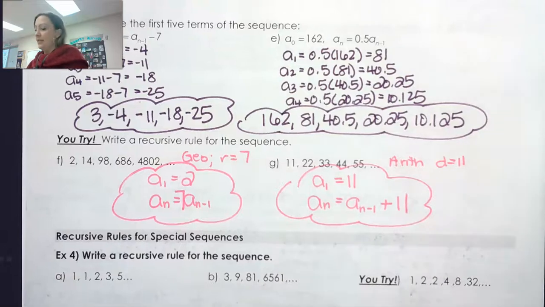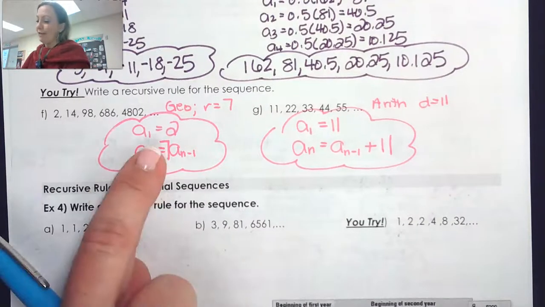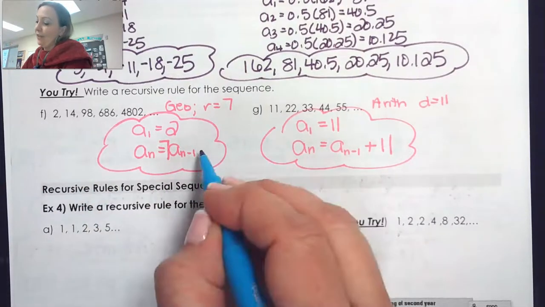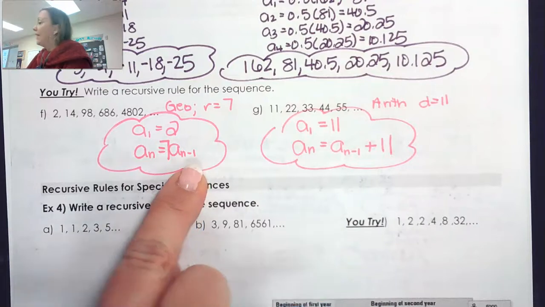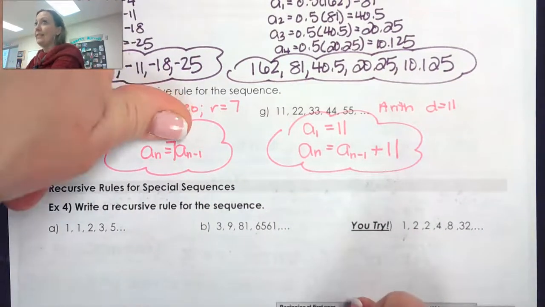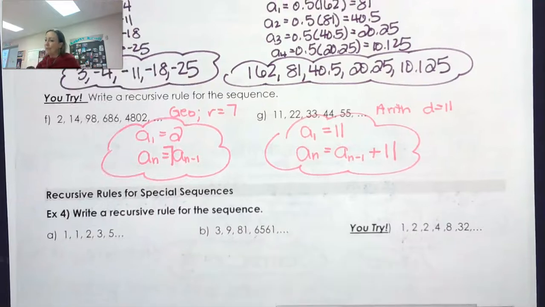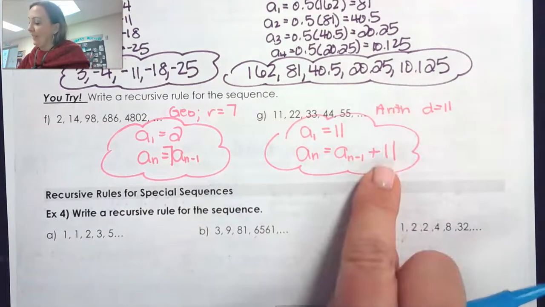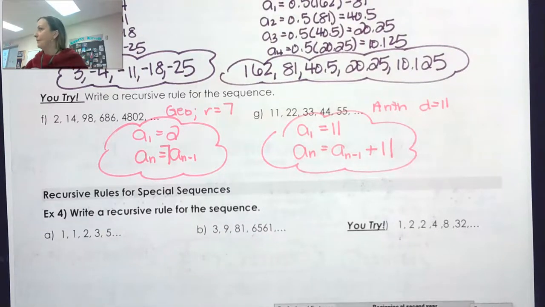Okay, good with that? How about the next few tries where we write recursive rules? This was geometric. So in addition to having the rule a sub n equals 7 times a sub n minus 1, did you have the a sub 1 where to start? Do you see that if I don't have that a sub 1 there, I wouldn't know where to start? You wouldn't know what the first term was. So that's very important to have. And then letter G, we were adding 11 each time, starting with 11. Are we feeling okay with that?